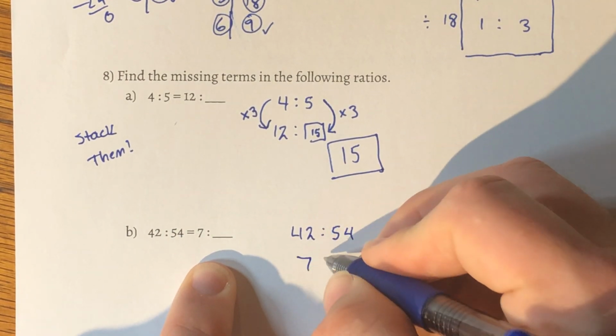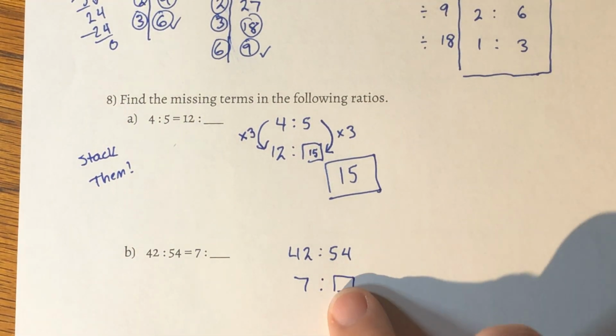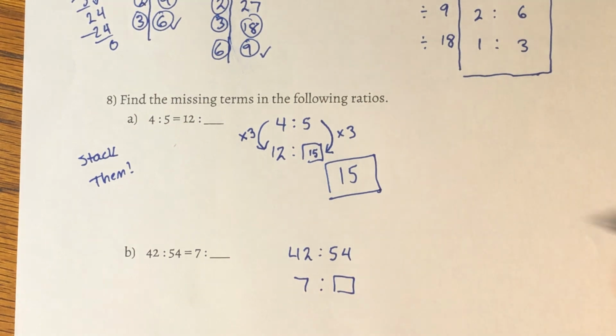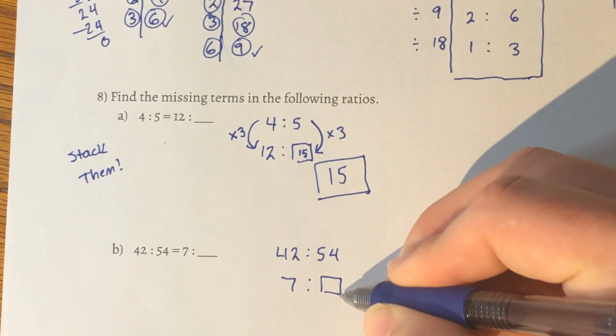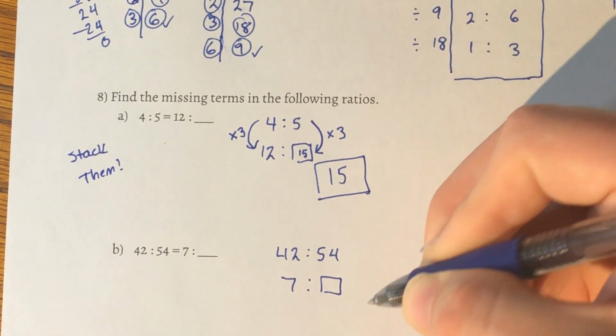And we have 7 to blank. Okay, the answer box is in the same spot, so we're probably going to go in the same direction. So I could go down or right. You have to go in the direction of the answer box.